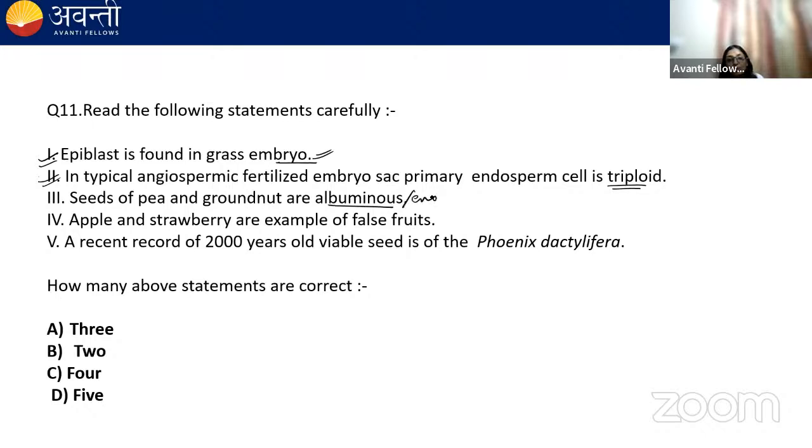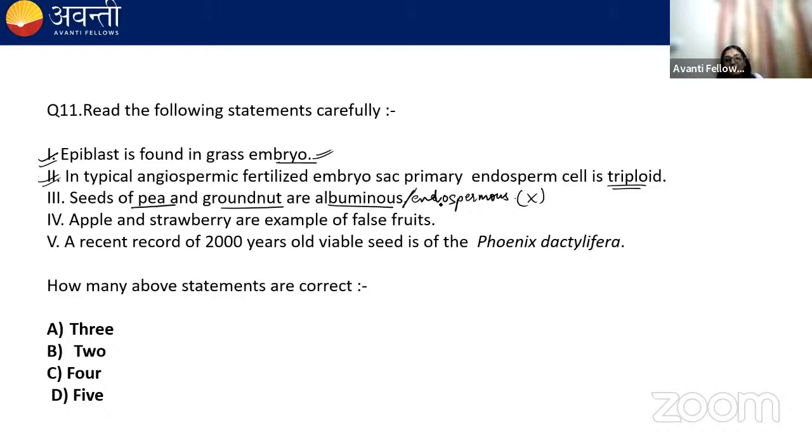Statement 3 says seeds of pea and groundnuts are albuminous. Albuminous means endospermous. Remember, seeds are of two types, endospermous or non-endospermous, or albuminous or non-albuminous. So albuminous is another term for the endospermous seed. So seeds of pea and groundnuts are not endospermous. This is a wrong statement.